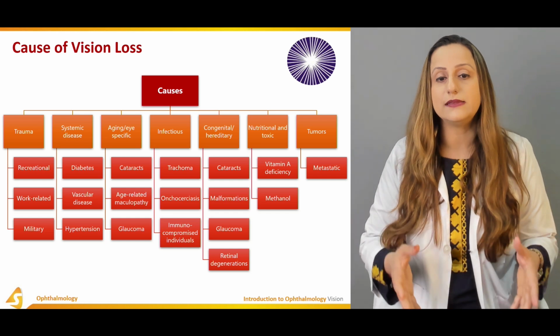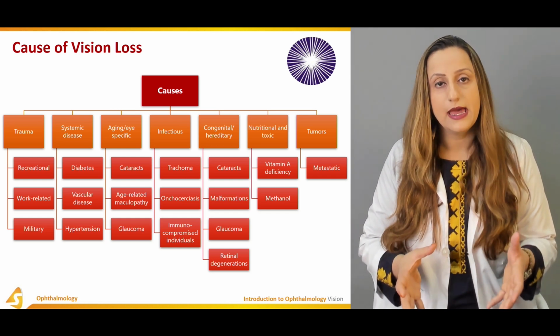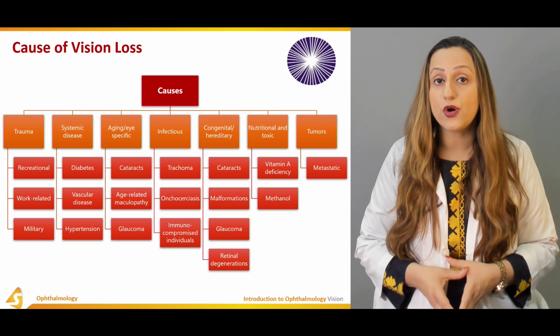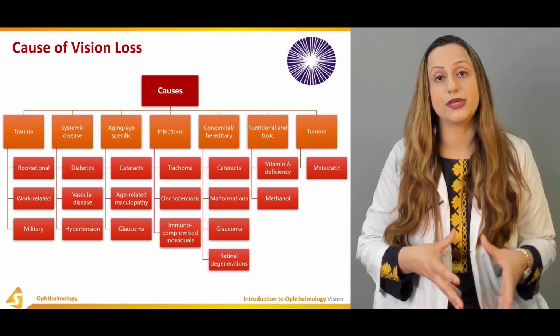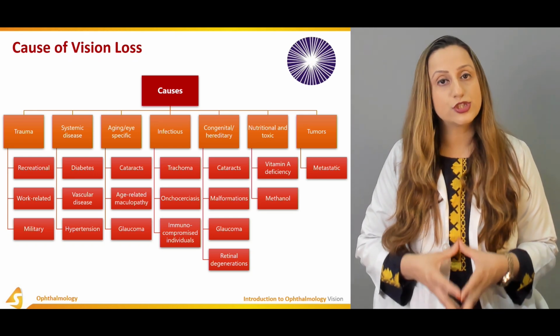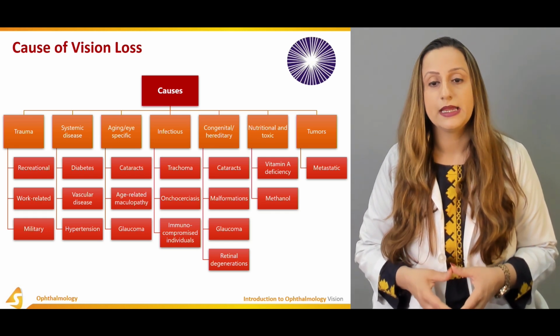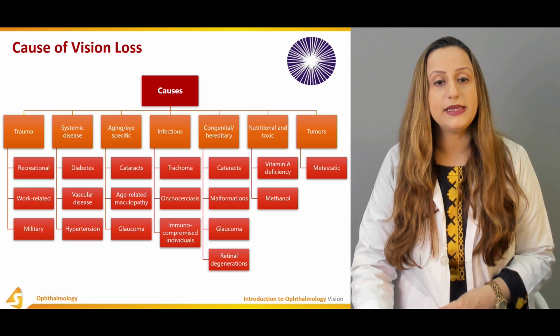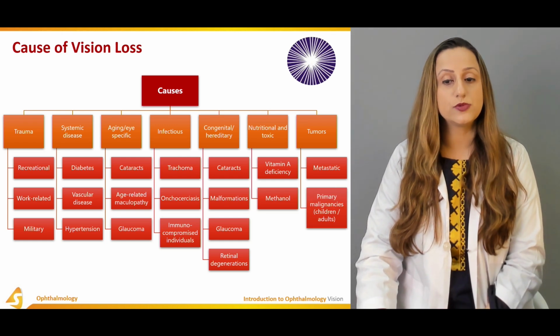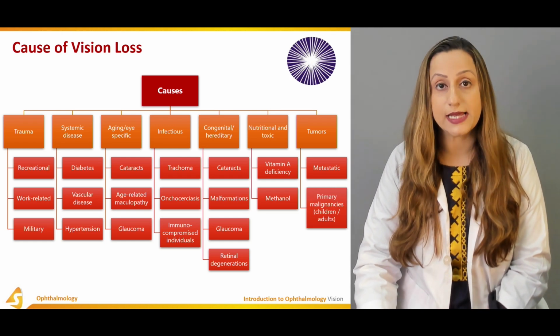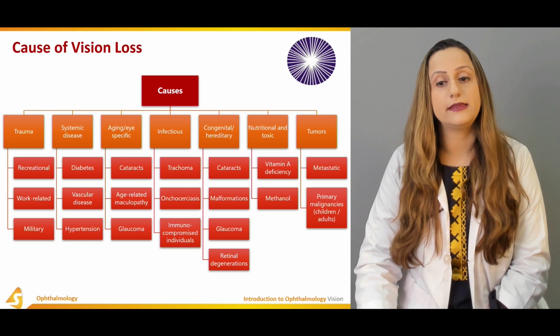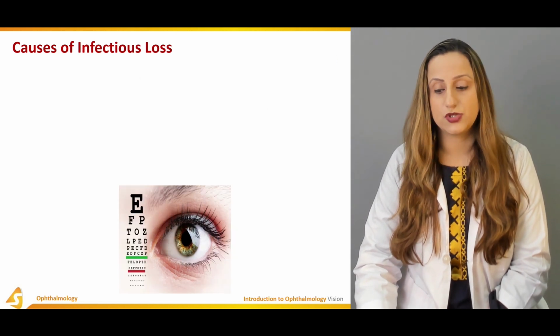So this is basically a range of the causes that can result in visual loss. It can be a partial vision loss or it can be a complete vision loss in that particular person that we're talking about over here, which can result in complete impairment of the vision in these individuals. It can also be the primary malignancies of children and adults that can relate to vision loss.